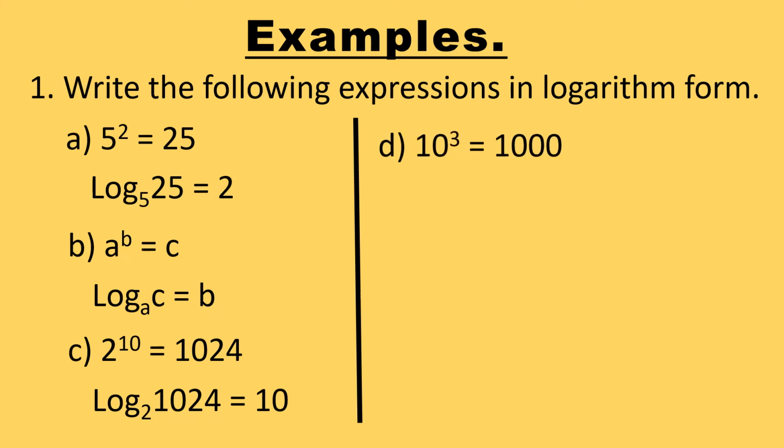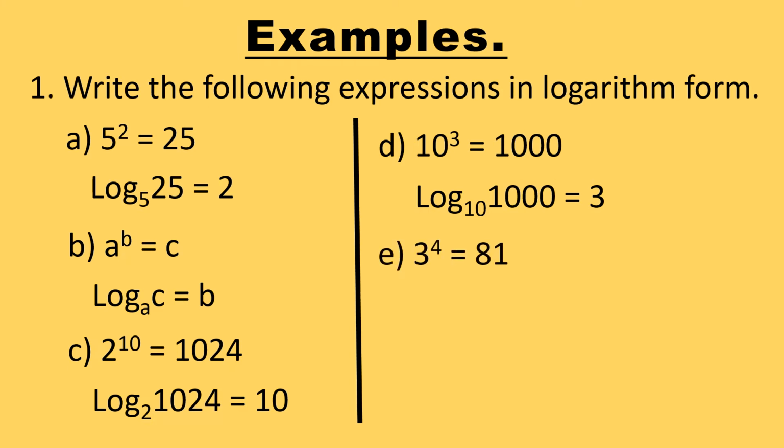Question D. 10 cubed equals to 1000. This can be expressed as logarithm of 1000 to base of 10 equals to 3. 10 is the base. 1000 is the number to which we are looking for the logarithm, and 3 is our answer.